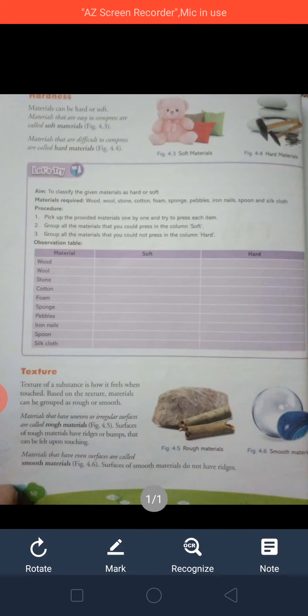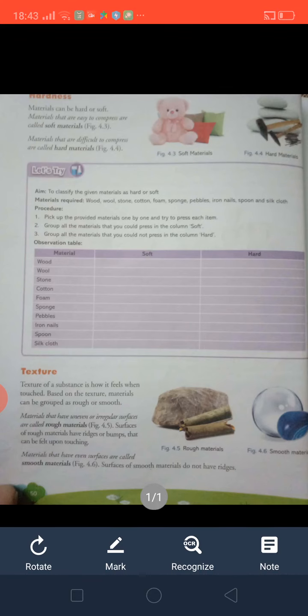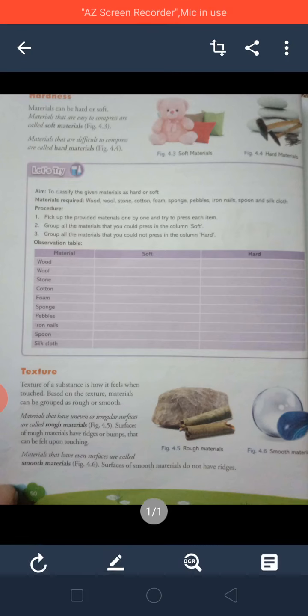Then the method you have to write down, the heading with the black pen and points with the blue pen. First point you have to write down: pick up the provided materials one by one and try to press each. Then second point you have to write down on the practical file: group all the materials that you could press in the column soft, and then group all the materials that you could not press in the column hard.